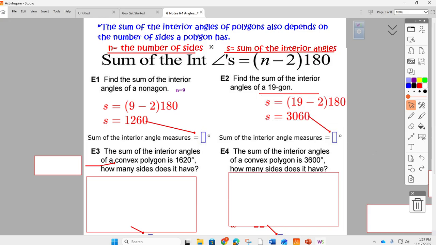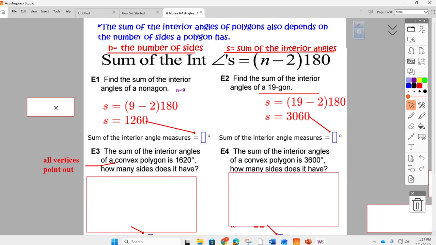So we can use this formula to find the sum of the interior angles. If they give us the S, then we could use it to solve for the number of sides. Right? So here, looking at example 3, the sum of the interior angles of a convex polygon is 1,620 degrees. How many sides does it have? First off, a convex polygon, I'll show you some pictures tomorrow, but all of ours that we work with are going to be convex. Don't be confused by it. It just means that all the vertices point out, and I'll show you the difference tomorrow.